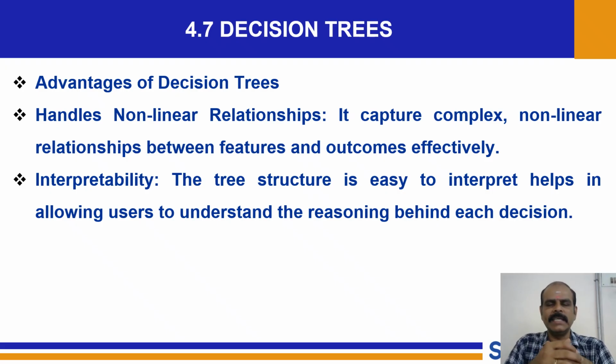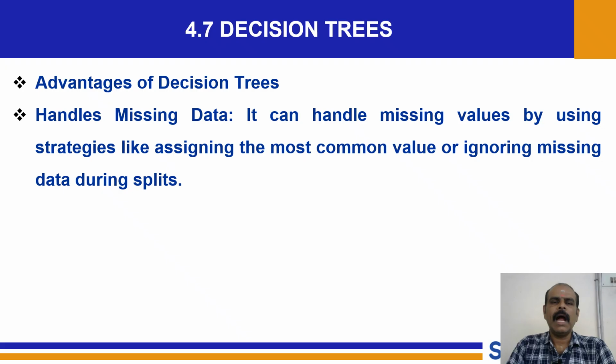Interpretability, see, as I told you earlier, it's a graphical representation. It is not only easy to understand, we can even draw inferences out of the tree. Handles missing data. It can handle missing values by using strategies like assigning the most common value or ignoring the missing data during splits. Usually there is one thing called data munging, where the unstructured problem is made into a structured category, where the missing values have to be dealt with or treated in a different way. Even that is possible in this particular decision tree.